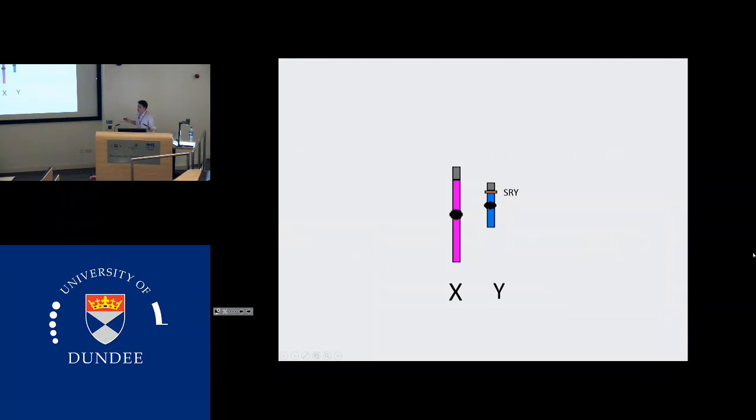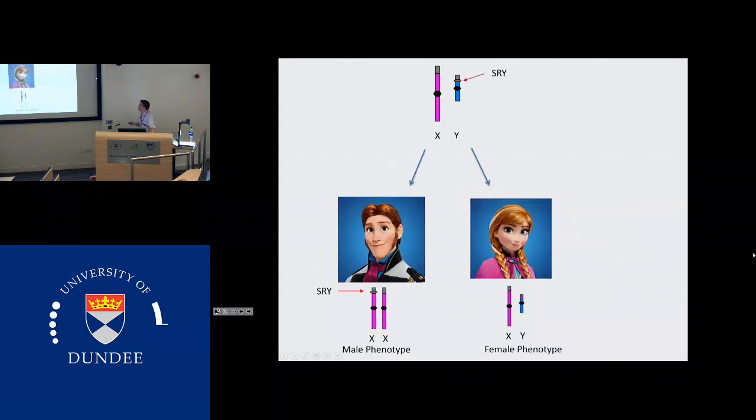Problems can occur if there's a translocation of this gene onto the X chromosome. So in this condition, this will lead to a person with XX chromosomes developing phenotypically and physically appearing as a male, and an XY person developing as a female. These people have normal external genitalia and often are only detected in later life when they have problems with fertility and are further investigated in fertility clinics.